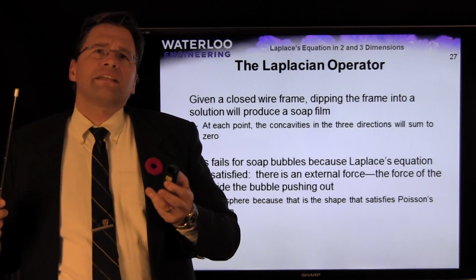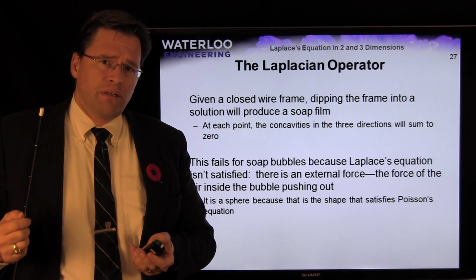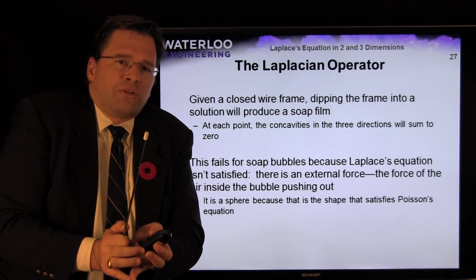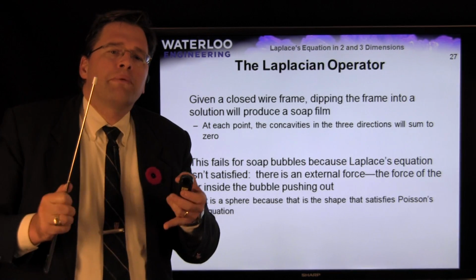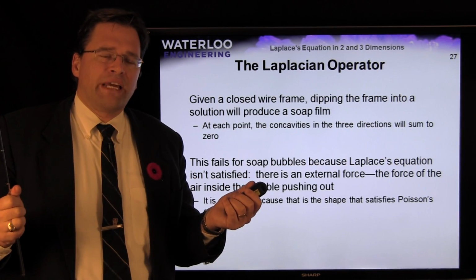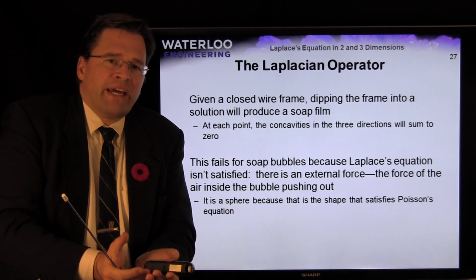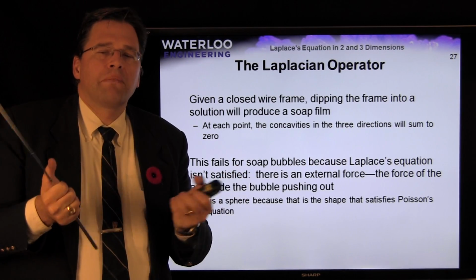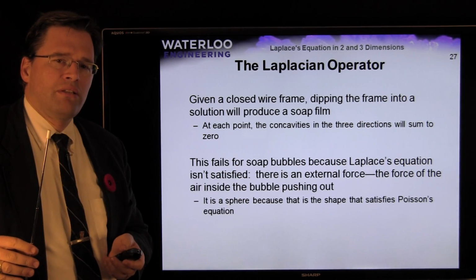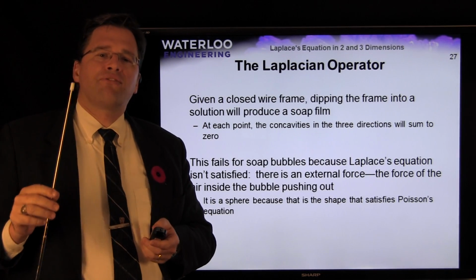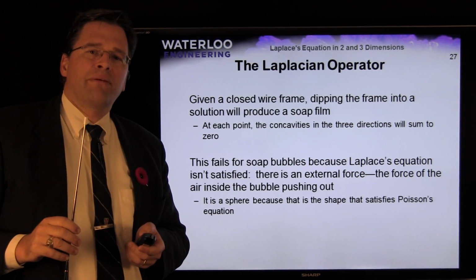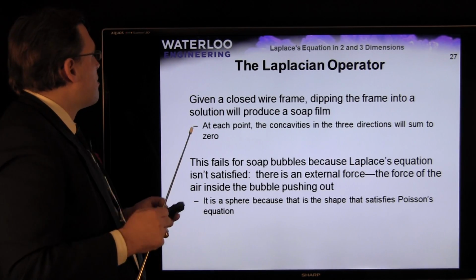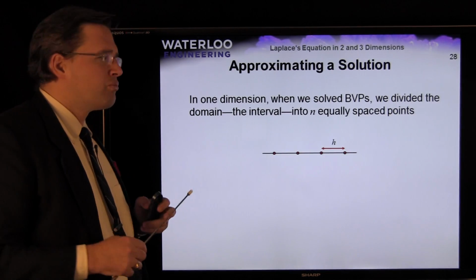Now, this doesn't really work with soap bubbles, because a soap bubble cannot contract to a point, because a soap bubble has an additional force exerting outwards. You have trapped a region of air, the soap bubble is pushing in, but then you have a force pushing out. So this is not Laplace's equation, but Poisson's equation, where there's a forcing function on the right-hand side of Laplace's equation. That you're going to probably see in one of your other classes. But it's still reasonable to consider.